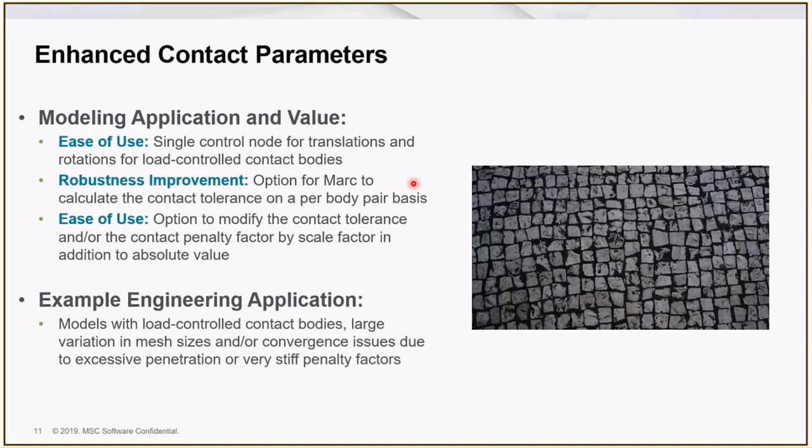So, example engineering applications that suit all of these Smarter Solve enhancements: obviously, if you're using low controlled contact bodies, this is very valuable. But also large variation in mesh sizes, or convergence issues due to excessive penetration, or very stiff penalty factors. Anytime you're using segment to segment in particular, these can be particularly valuable enhancements to you.